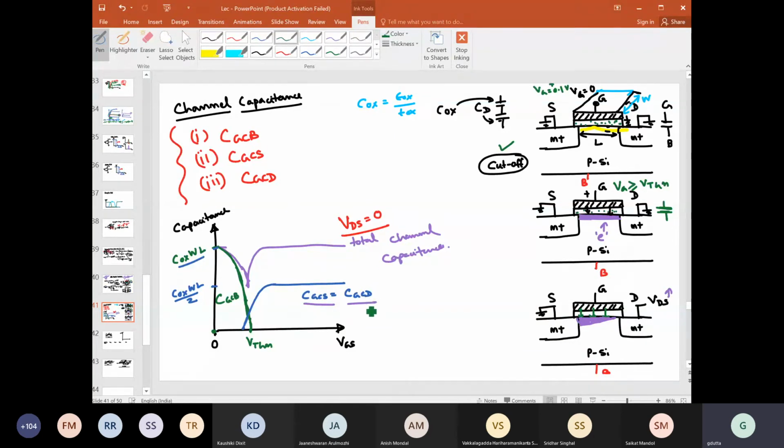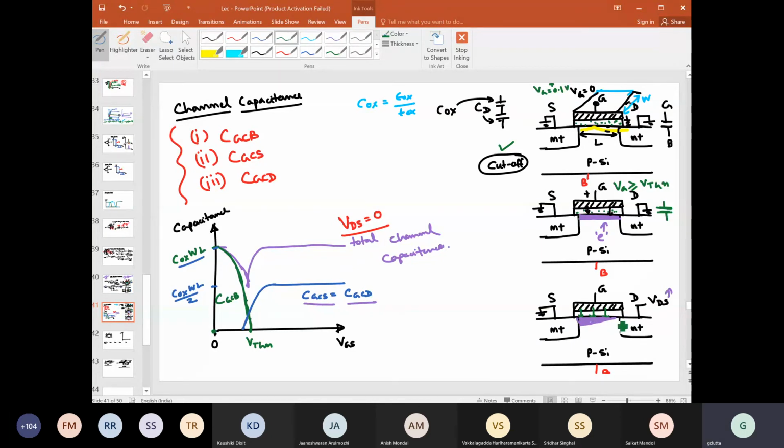But what will happen to this CGCD? Now the channel has been detached from this drain terminal. Earlier, when the channel is uniform, the total gate to channel capacitance is divided equally between these two. But now as you are changing this drain voltage, more and more of the gate to channel capacitance will shift towards the gate to source side, right? And this CGCD value will keep on falling, right?